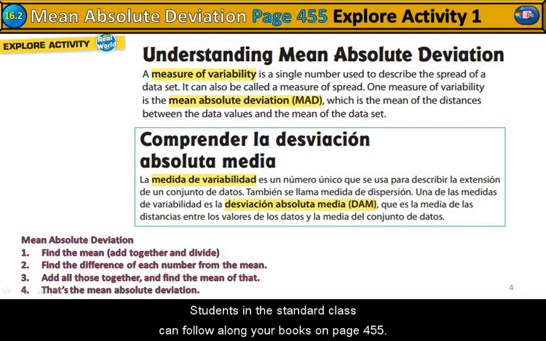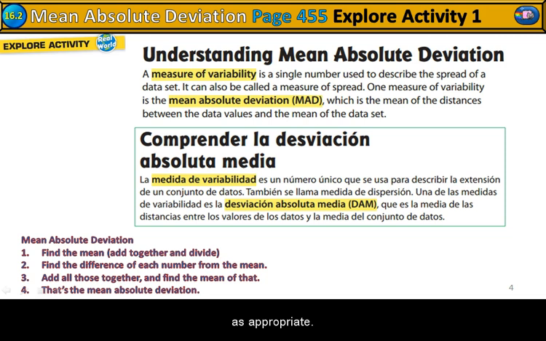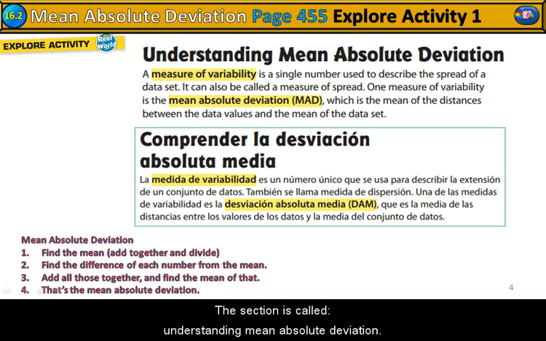Students in the standard class, go ahead and follow along in your books on page 455. Advanced class students, go ahead and take some notes as appropriate. This section is called Understanding Mean Absolute Deviation.